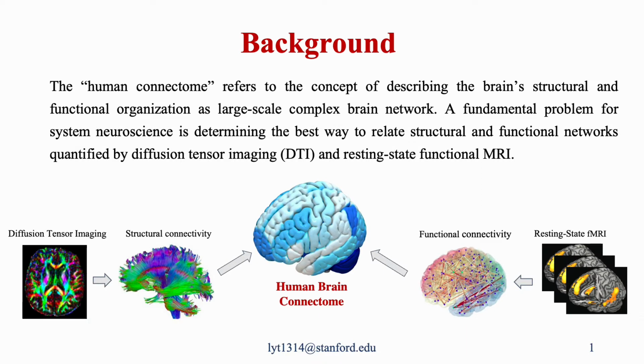First of all, please let me introduce some background information to make it more clear. The human connectome refers to the concept of describing the brain's structural and functional organization as a large-scale complex brain network. A fundamental problem for system neuroscience is determining the best way to relate structural and functional networks quantified by diffusion tensor imaging and the resting state functional MRI.